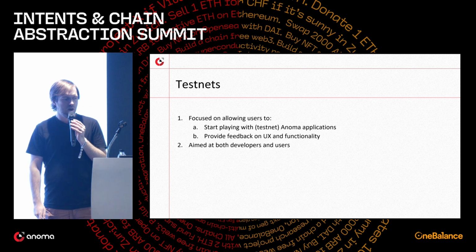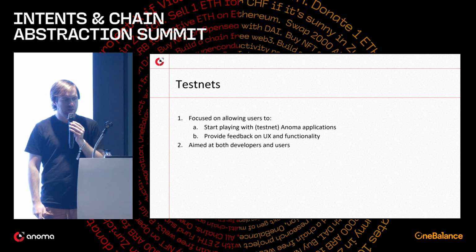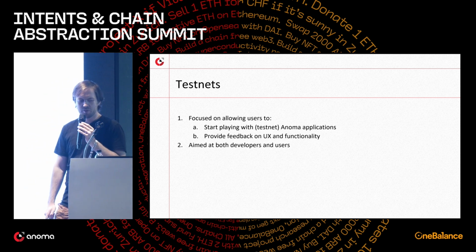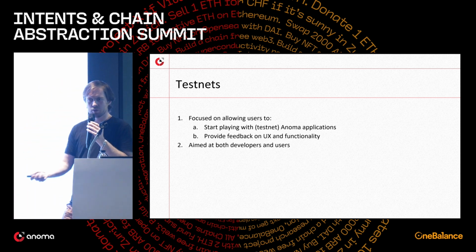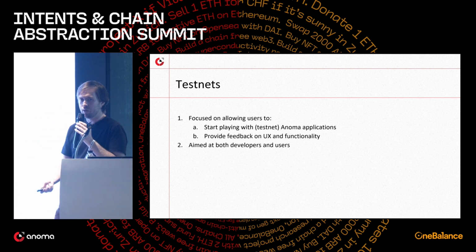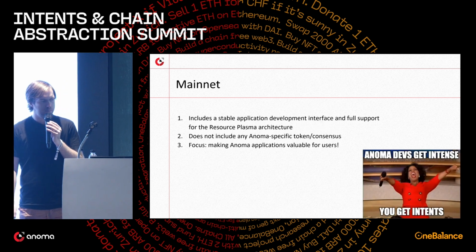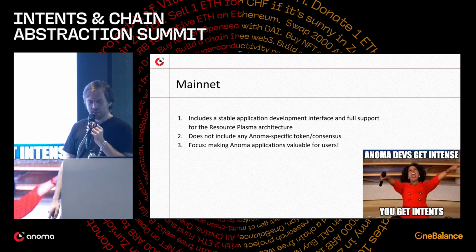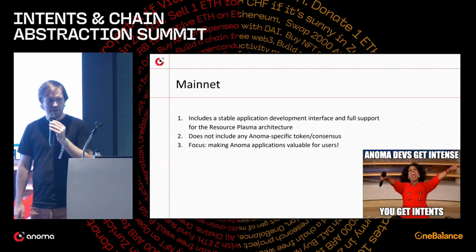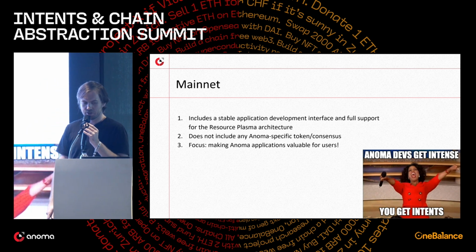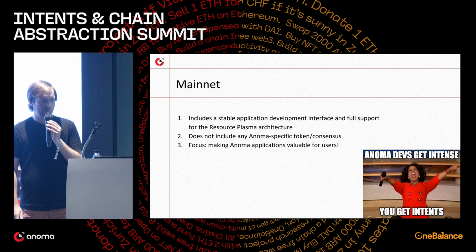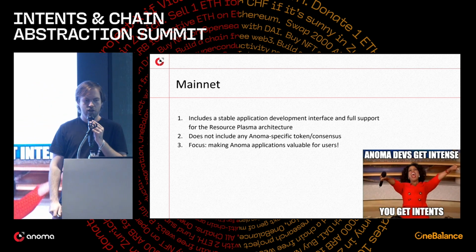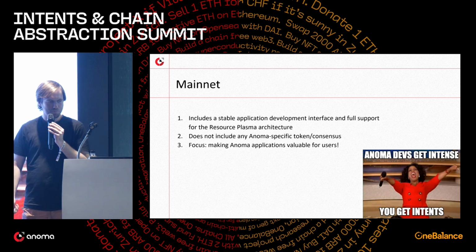Testnets, the next phase, are focused on allowing users to start playing with testnet Anoma applications and to provide feedback on UX and functionality, aimed at both developers and users. So as a user, you would be able to start playing with Anoma in this phase. And finally, mainnet includes a stable application development interface and full support for the resource plasma architecture, does not include any Anoma-specific token or consensus, and the focus of mainnet is making Anoma applications valuable for users.